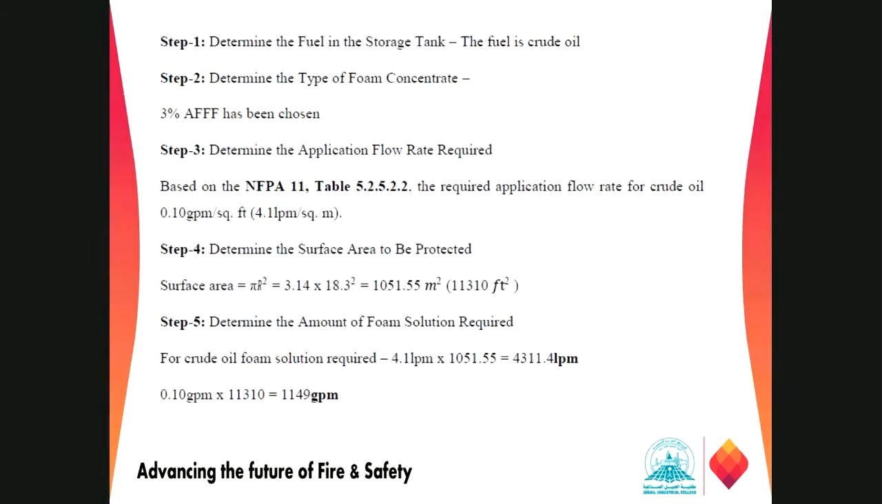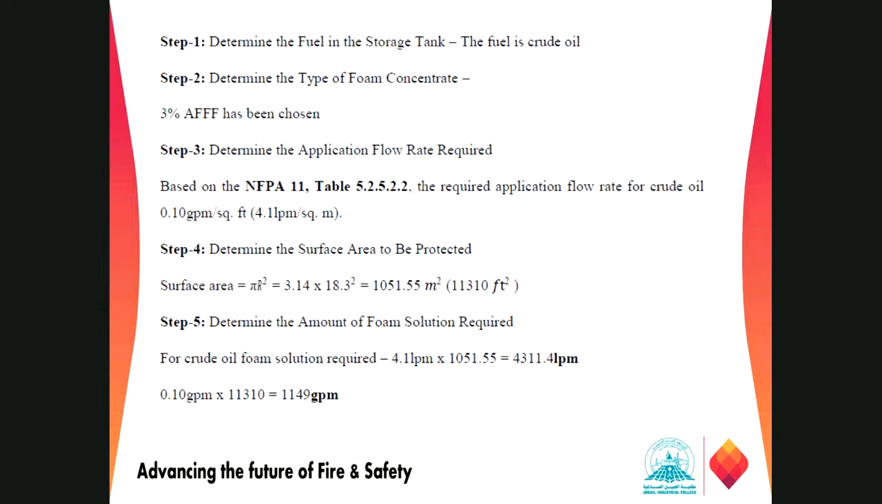So the first step is to determine the fuel in the storage tank. The fuel is crude oil, and what type of foam is required for that? So 3% AFFF has been chosen based on the data sheet and the properties of aqueous film forming foams for fighting fuel storage tank fires.